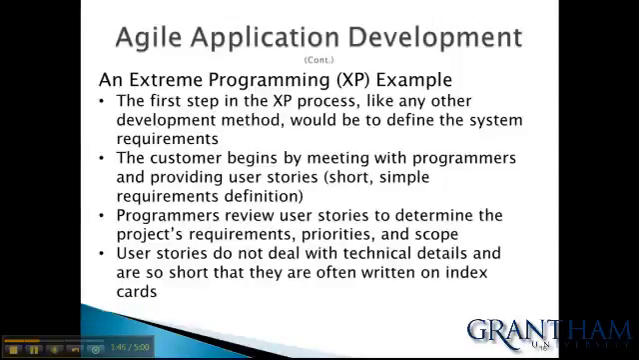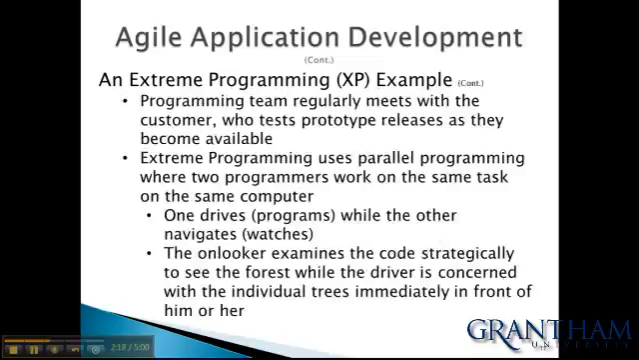It also uses extreme programming. For example, the first step in the extreme programming process, like any other development, would be to define the system requirements. The customer begins by meeting with the programmers and providing a user story, a short, simple requirement definition. Programmers review the user story to determine the project requirements, priorities, and scope. User stories do not deal with technical details and are so short that they are often written on index cards. The programming team regularly meets with the customer, who tests prototype releases as they become available.